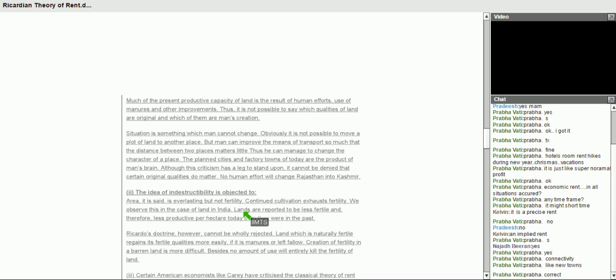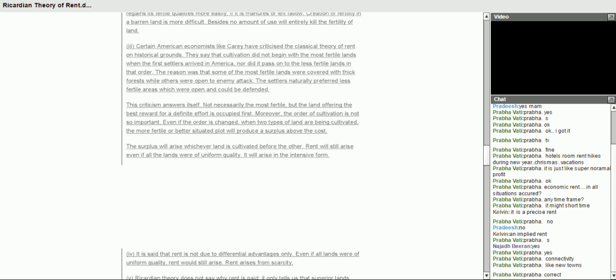So saying that the fertility of the land is indestructible is a very false concept. It is destructible. It can decrease over a period of time, as it can be increased by manures, but naturally it can be decreased also.